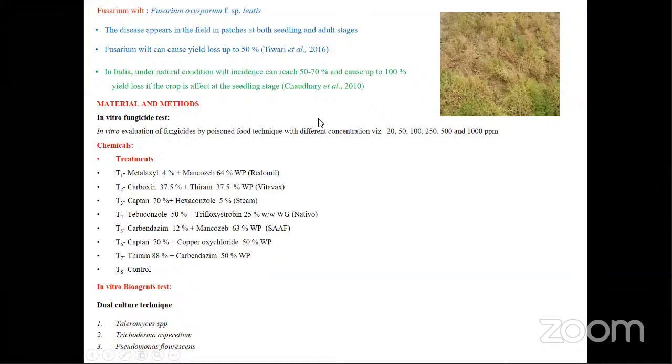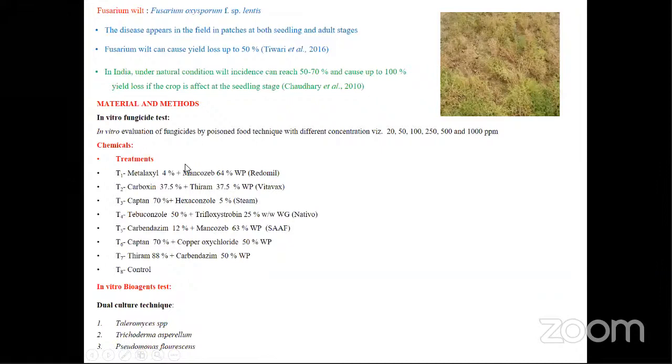So in my PhD work, I took up the management of the wilt disease by using different chemicals and biocontrol agents. Before conducting the experiment in the field, we identified the efficacy of the chemicals and biocontrol agents in the lab under in vitro conditions.